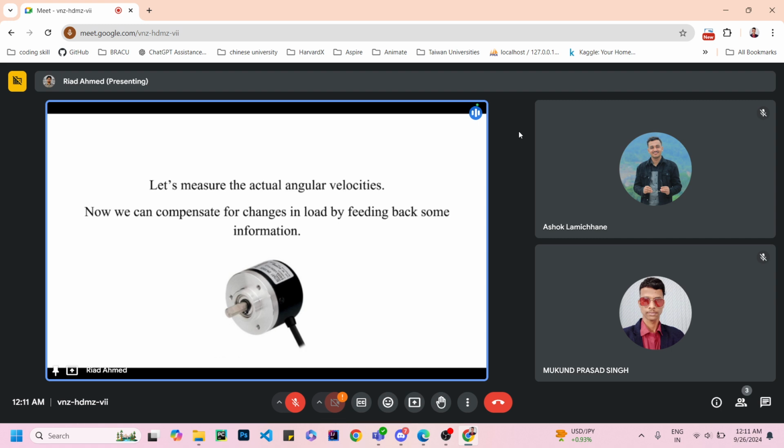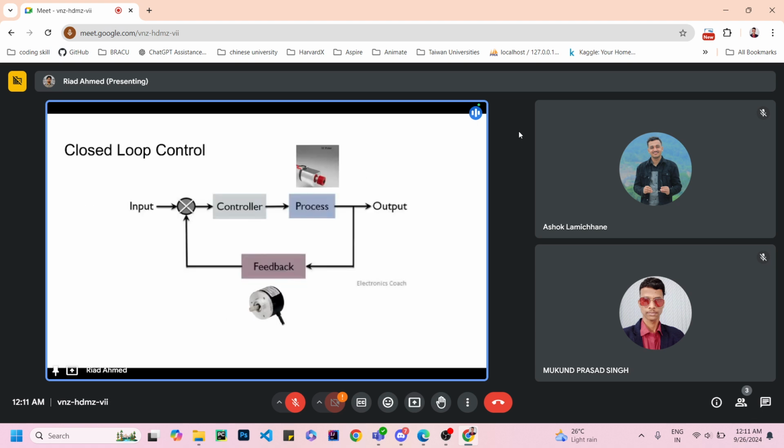So in this case we are using a sensor. That sensor will be used to measure the actual angular velocity of the motor, and after measuring the velocity, it will get passed to the controller. You can see in this diagram that the feedback is basically the sensor that is measuring the actual velocity of the motor, and it is passing the measurement to the input again.